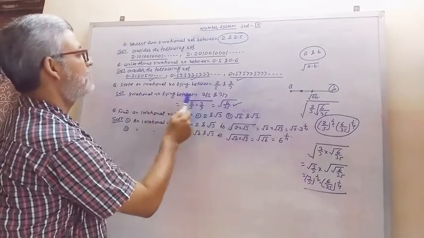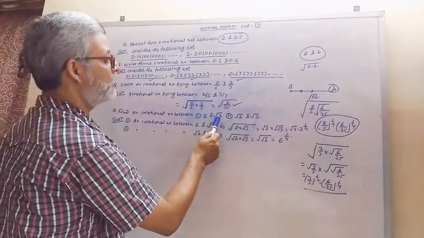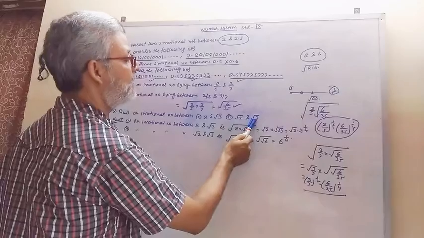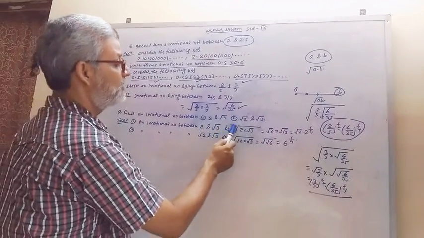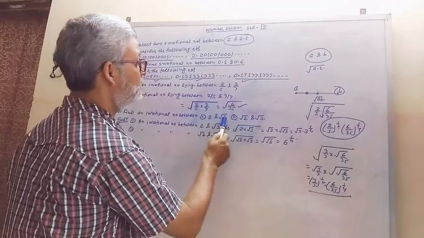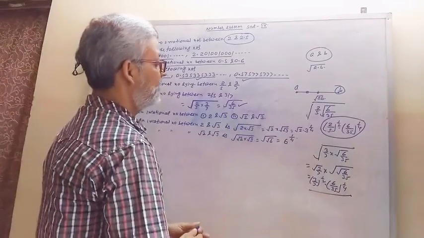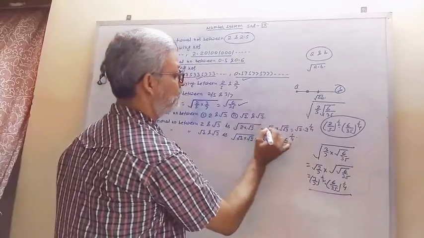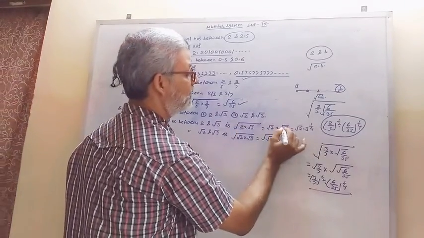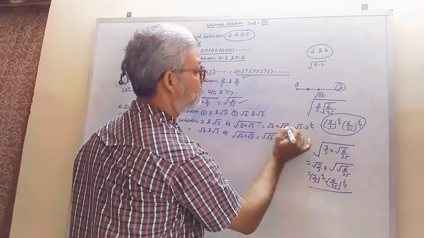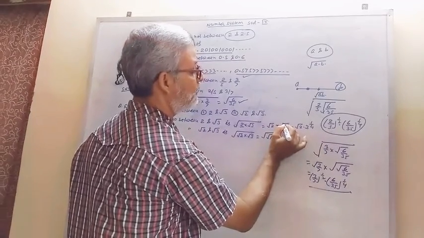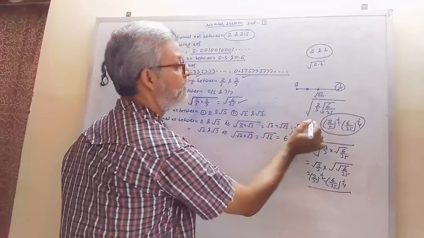Find the irrational number lying between 2 and root 3, and between root 2 and root 3. An irrational number between 2 and root 3 is root under 2 into root under 3. When you combine these, root under 2 into 3 to the power how much? 1 by 4. 1 by 2 power, 1 by 2 power. So 1 by 4.